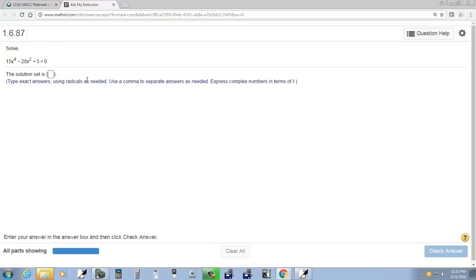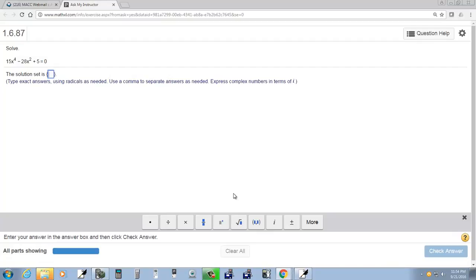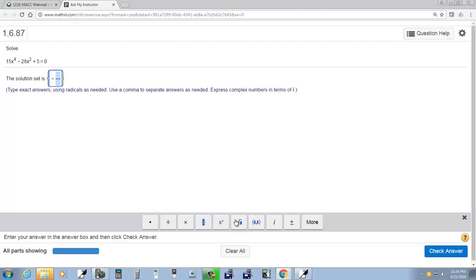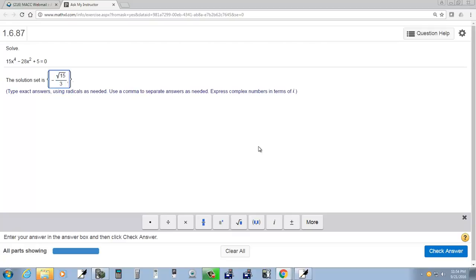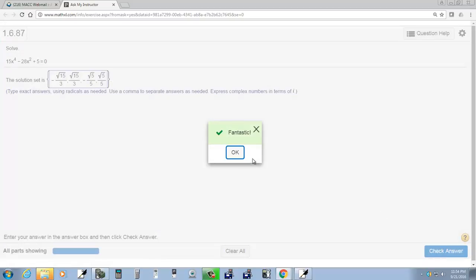Comma to separate answers. Okay, so we got a negative fraction, square root 15 over 3, comma, and then a fraction, square root 15 over 3, comma, negative fraction, square root of 5 over 5, comma, fraction, square root 5 over 5, and check answer. And that's how you'd work that problem.